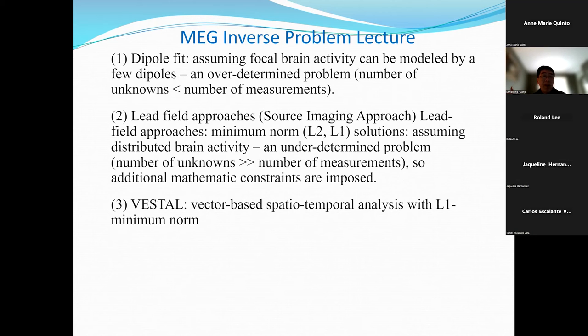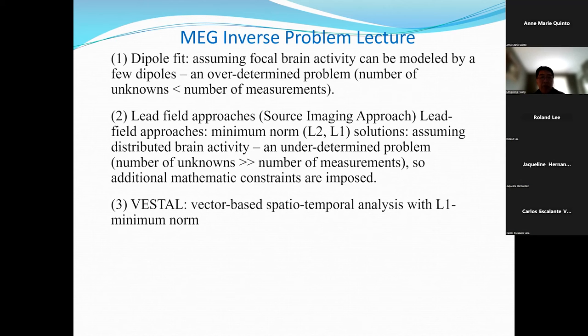In this case, the number of unknown variables to fit those dipoles is much, much less than the number of measurements. We have 306 sensors, so we use the 306 measurements to determine several unknown parameters for the dipole fit. You're dealing with an overdetermined problem. You get more measurements than unknown variables. Of course there's noise, but in theory you should have a unique solution.